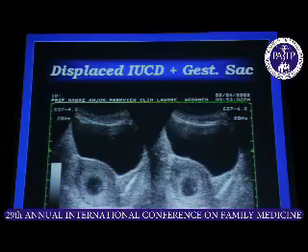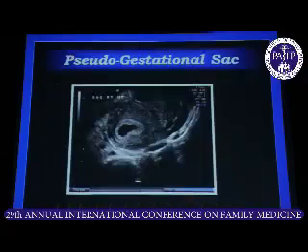In this case, you can see the gestational sac as well as an IUCD in the lower uterine segment. So once an IUCD has been placed, you should check its position, otherwise it will not prevent pregnancy. And a pseudogestational sac will have a single wall, it will not have a double wall. This is one layer here, and this is fluid in the endometrial cavity.